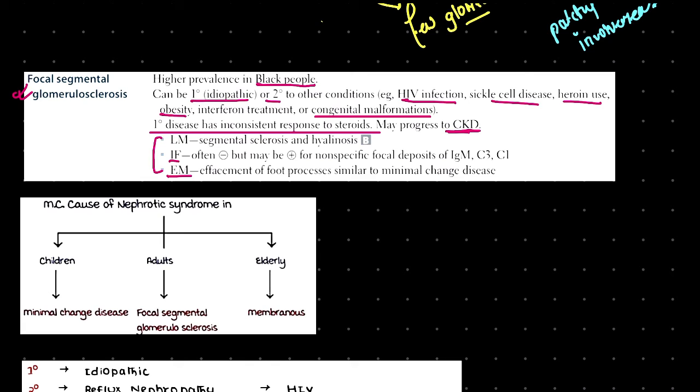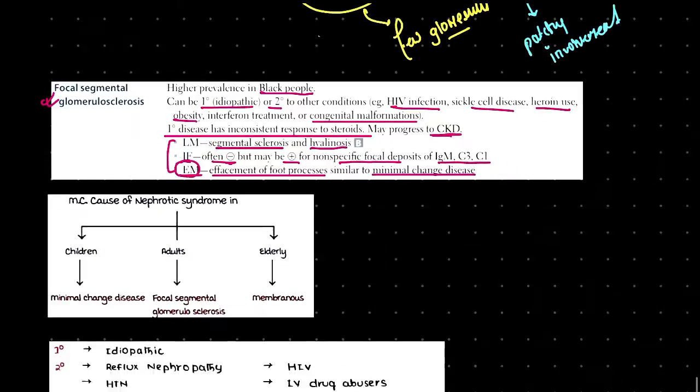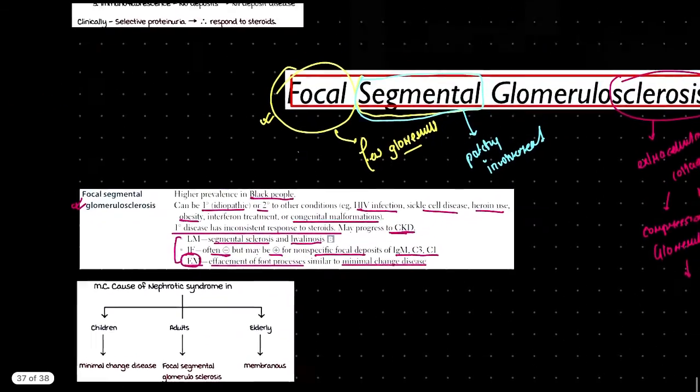Light microscopy shows segmental sclerosis, deposition of extracellular collagenous material, and hyalinosis, hyaline like material is also deposited. Immunofluorescence is often negative but may be positive for non-specific focal deposits of IgM and C3 or complement. Electron microscopy, as we have said, shows effacement of foot processes similar to minimal change disease, right? This is about the content of First Aid.